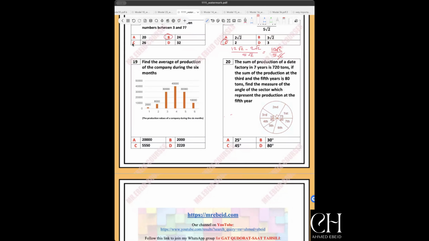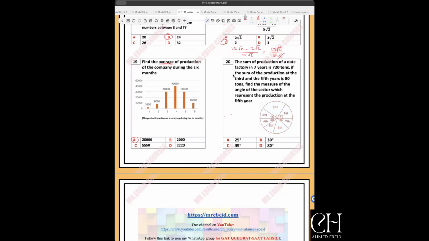For question 19, find the average of production of the company during the 6 months. This is the 6th month, this is the month, and this is the production of each month. You'll just add all of them and divide by 6, because the average is their sum over their number. So we'll just add 2,000 plus 8,000 plus 30,000 plus 40,000 plus 30,000 plus 10,000, divided by 6. The answer will be 20,000.